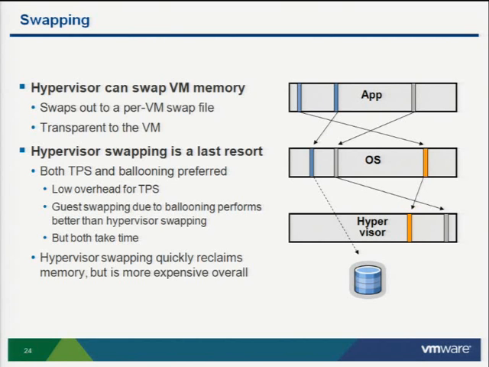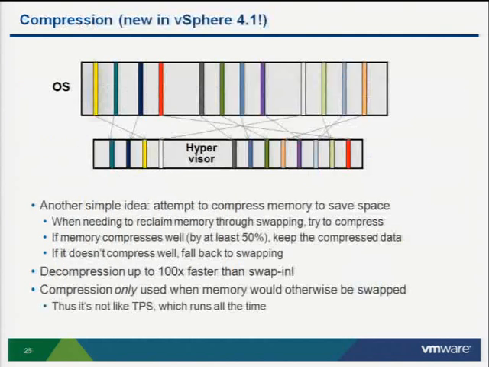Now, swapping is great because it's a big hammer and can be used forcefully against VMs that aren't cooperating. You saw how long balloon took, how many steps it took. And it may not happen fast enough for the hypervisor. So the hypervisor can use swapping as a last resort. However, it's not great because the performance of it is not nearly as good as ballooning or transparent page sharing. However, we've introduced a new type of reclamation called compression in vSphere 4.1. And compression tries to make swapping a little bit less painful.